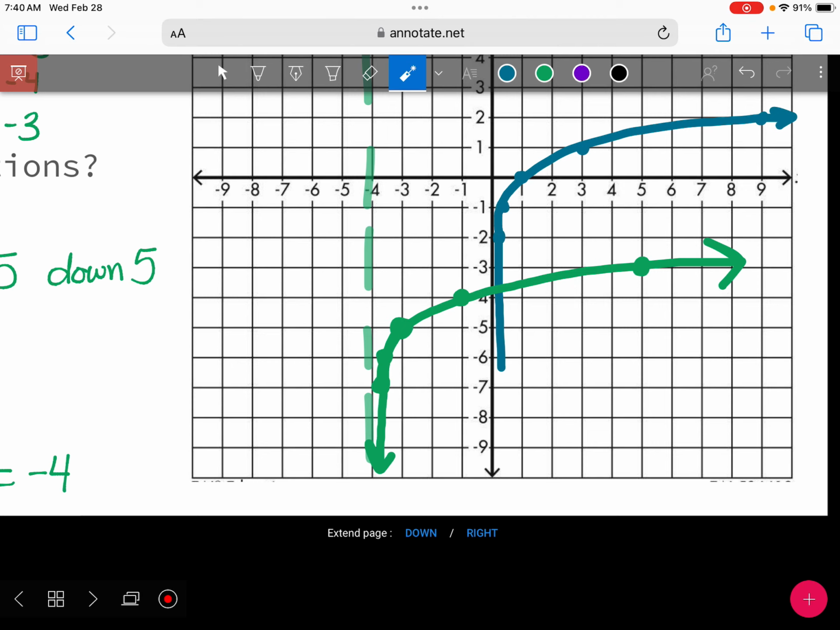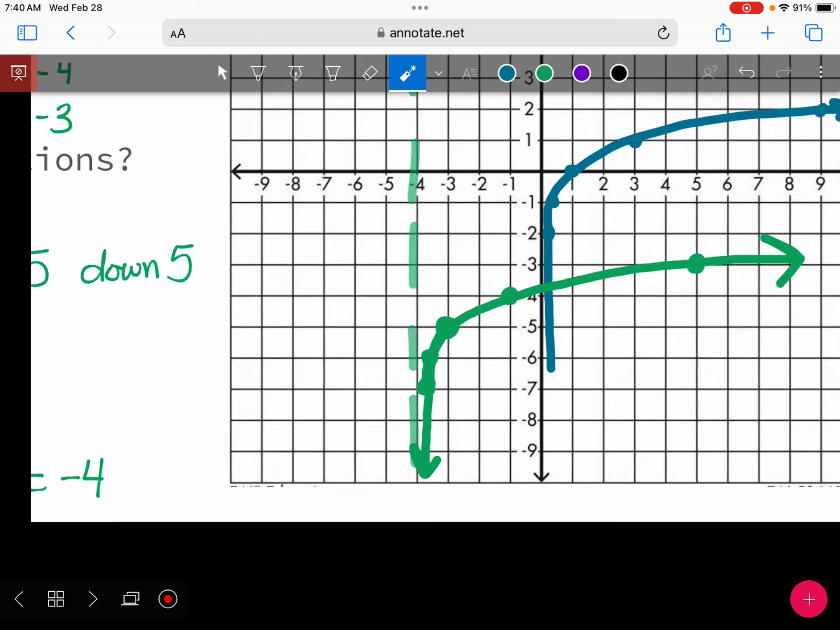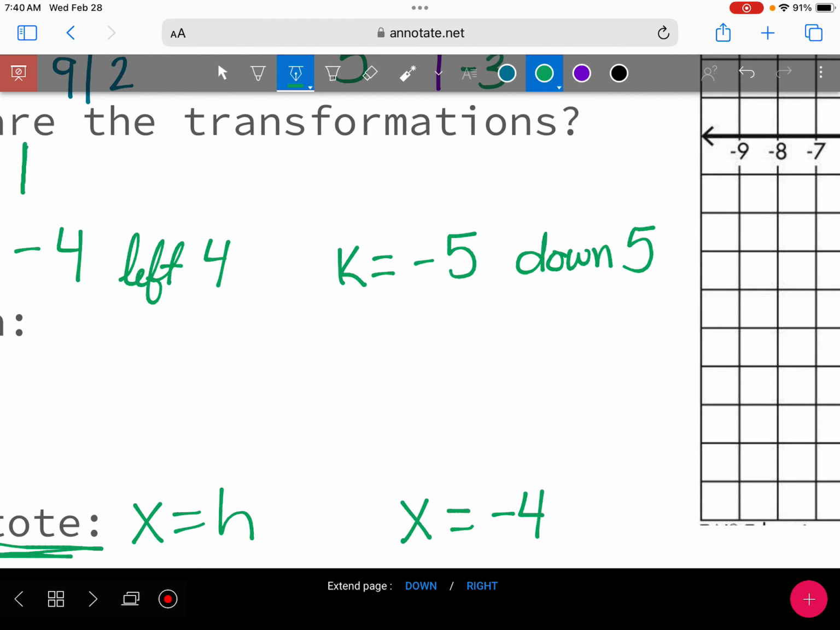Our last piece of this one is to get our domain and range of the green one, of the transformed one. So what is the domain of this green one?